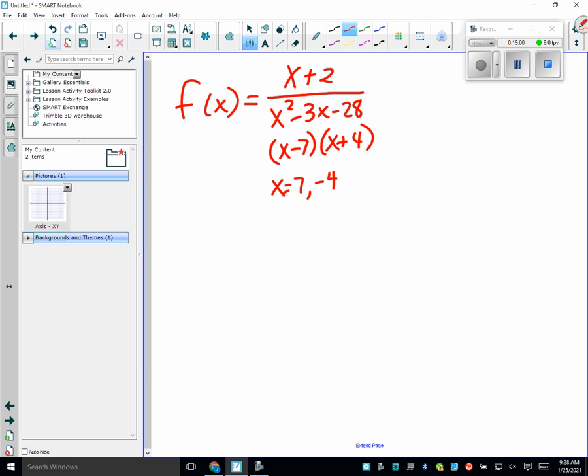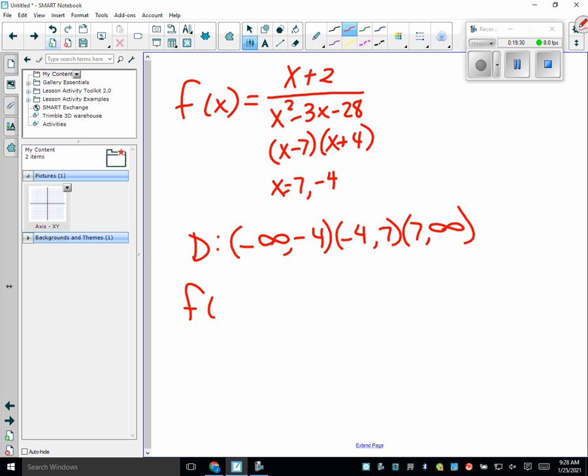So x cannot be negative 4 or 7, right? So what is my domain? Negative infinity to what? Negative 4, negative 4 to 7, and 7 to infinity. Does that make sense?